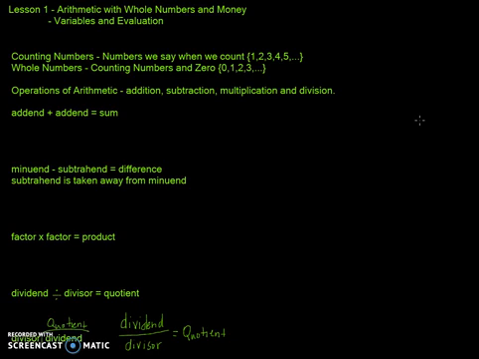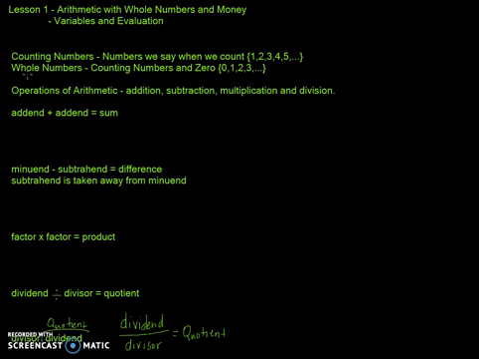Okay, so we're looking at arithmetic with whole numbers and money. We're also going to look at variables and evaluation. These are some key words that you need to write down. Very important that you'll see all year and for several years. Counting numbers are numbers we say when we count. If we're counting out M&Ms, we're going to go 1, 2, 3, 4, 5, and so forth. Those are counting numbers.